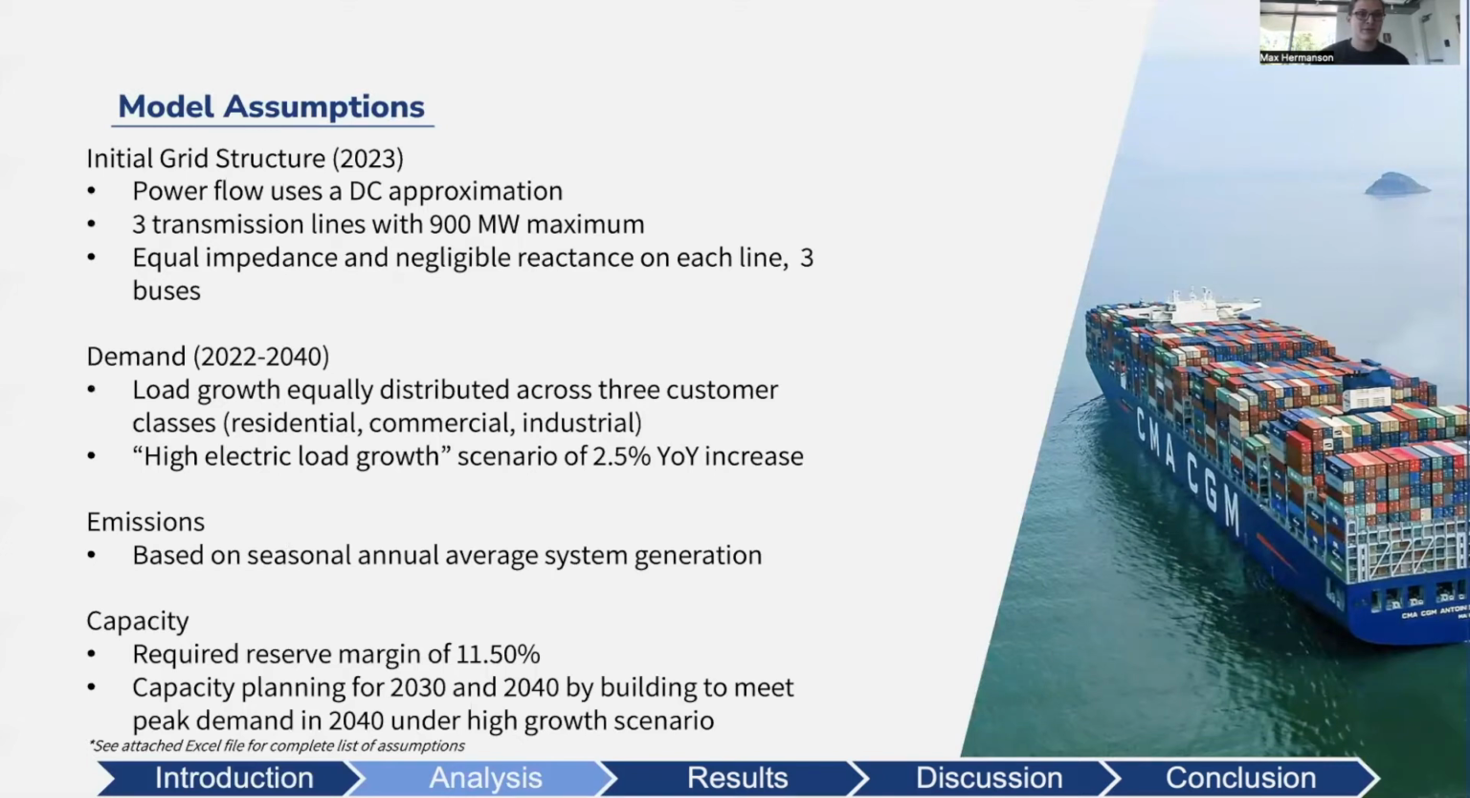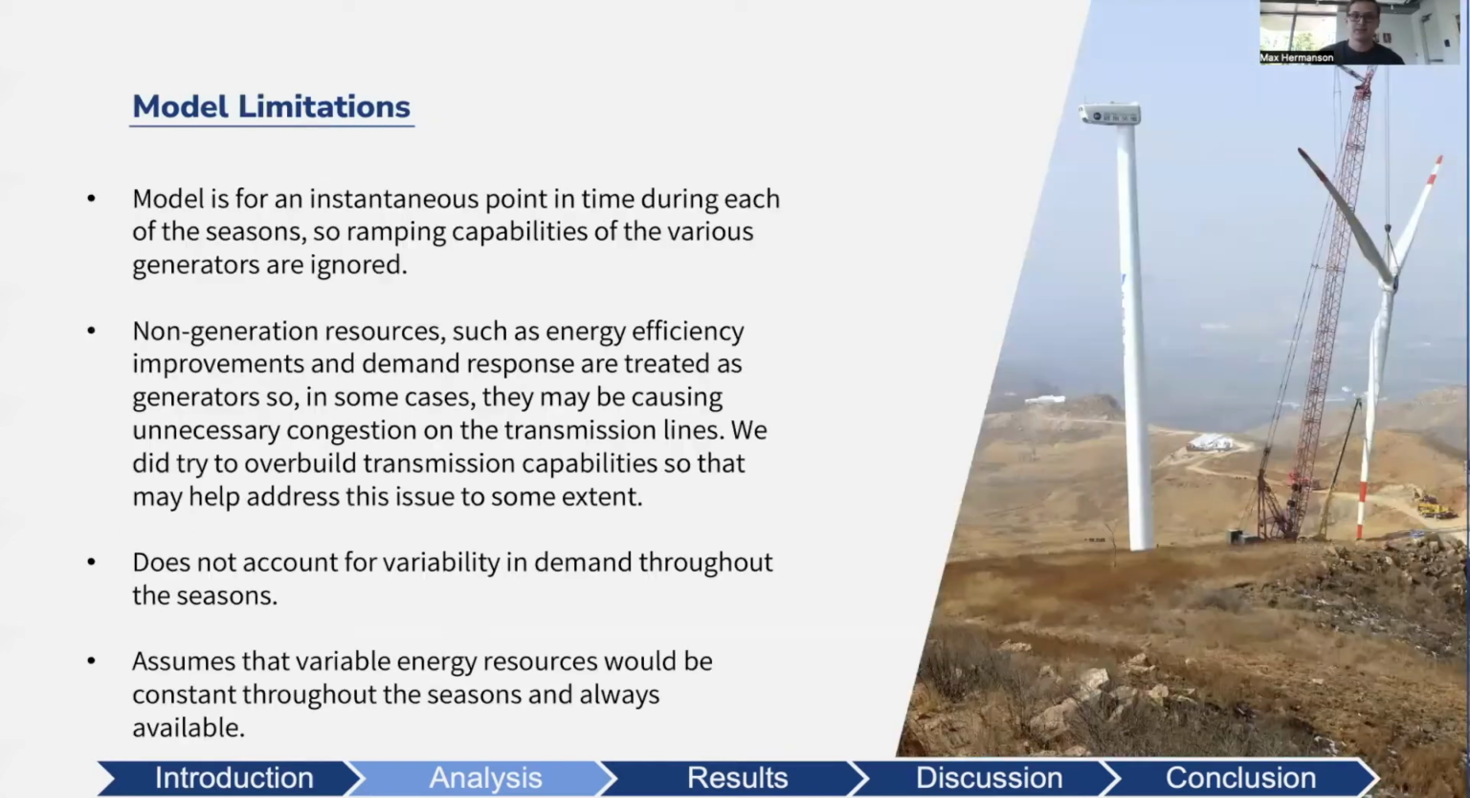So some of the model assumptions were given. We were told that there are 3 transmission lines with 900 megawatts of maximum capacity. We're assuming equal impedance and negligible reactance on each of the lines. As mentioned, we're projecting high electric demand growth of 2.5% year over year, every single year. And for the capacity planning for 2030 and 2040, we are building our system to meet peak demand in 2040 under the high growth scenario.